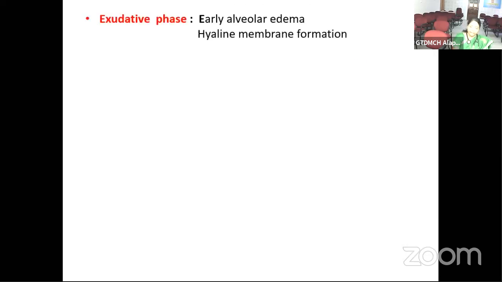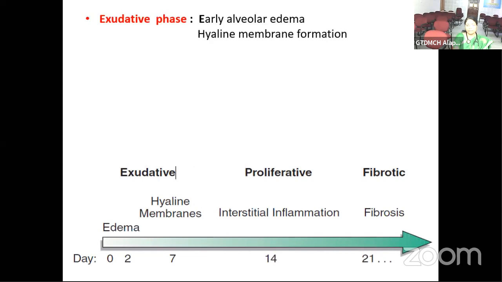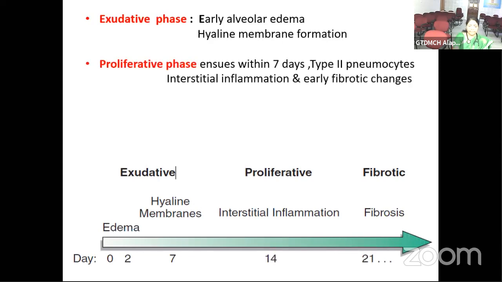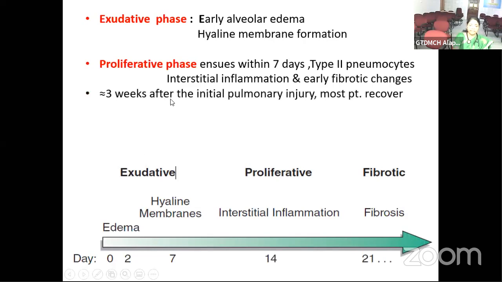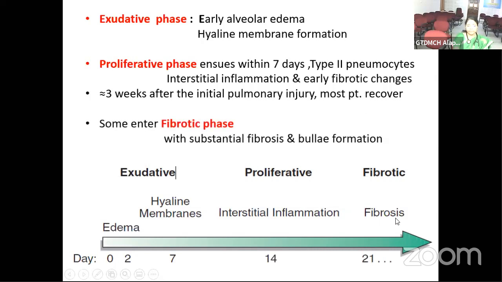So in summary, in the exudative phase, there is early alveolar edema and hyaline membrane formation, in the first 7 days. Then the proliferative phase ensues within 7 days, and there is type 2 pneumocyte proliferation, interstitial inflammation, and early fibrotic changes will occur. So that is up to 21 days. About 3 weeks after the initial pulmonary injury, most patients will recover, but some enter into a fibrotic phase with substantial fibrosis and bullae formation.